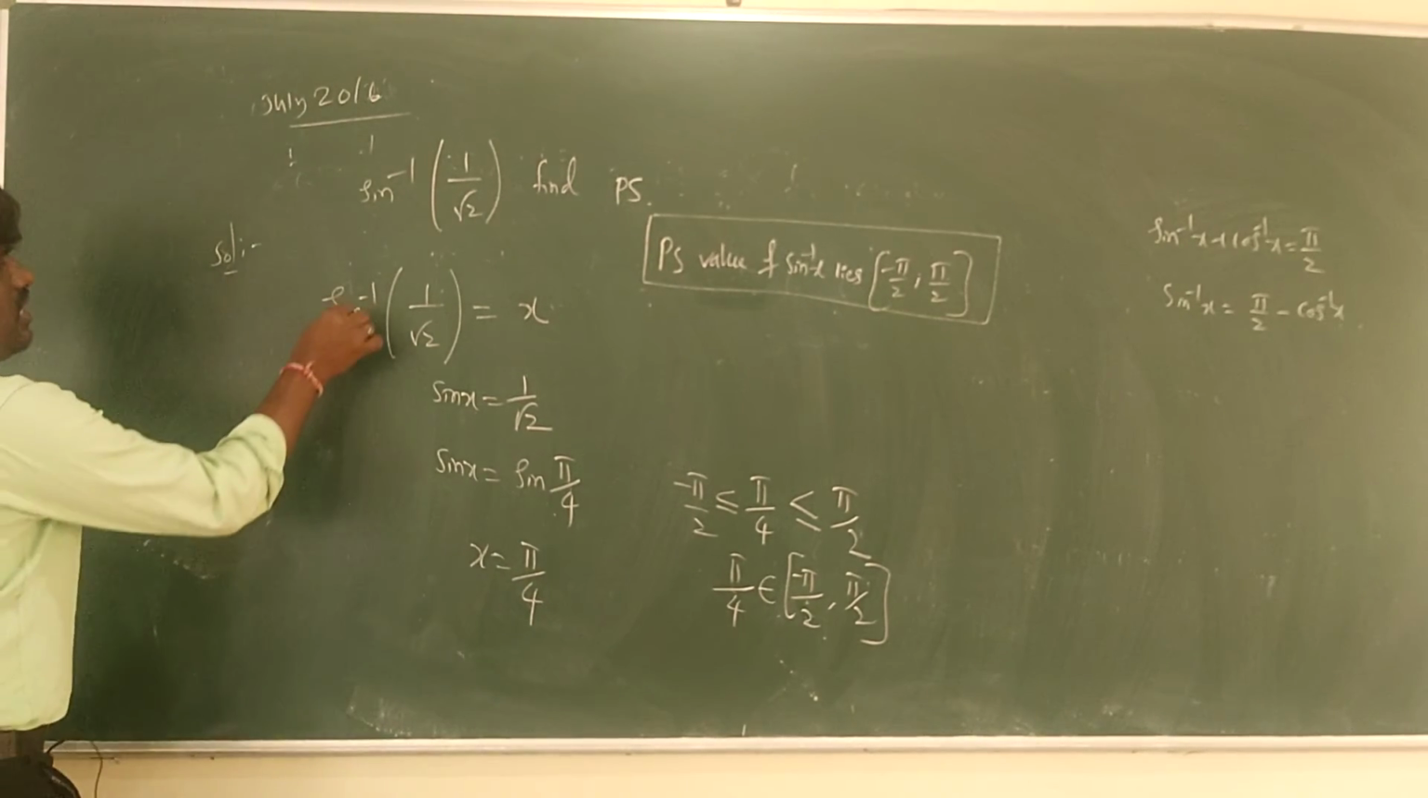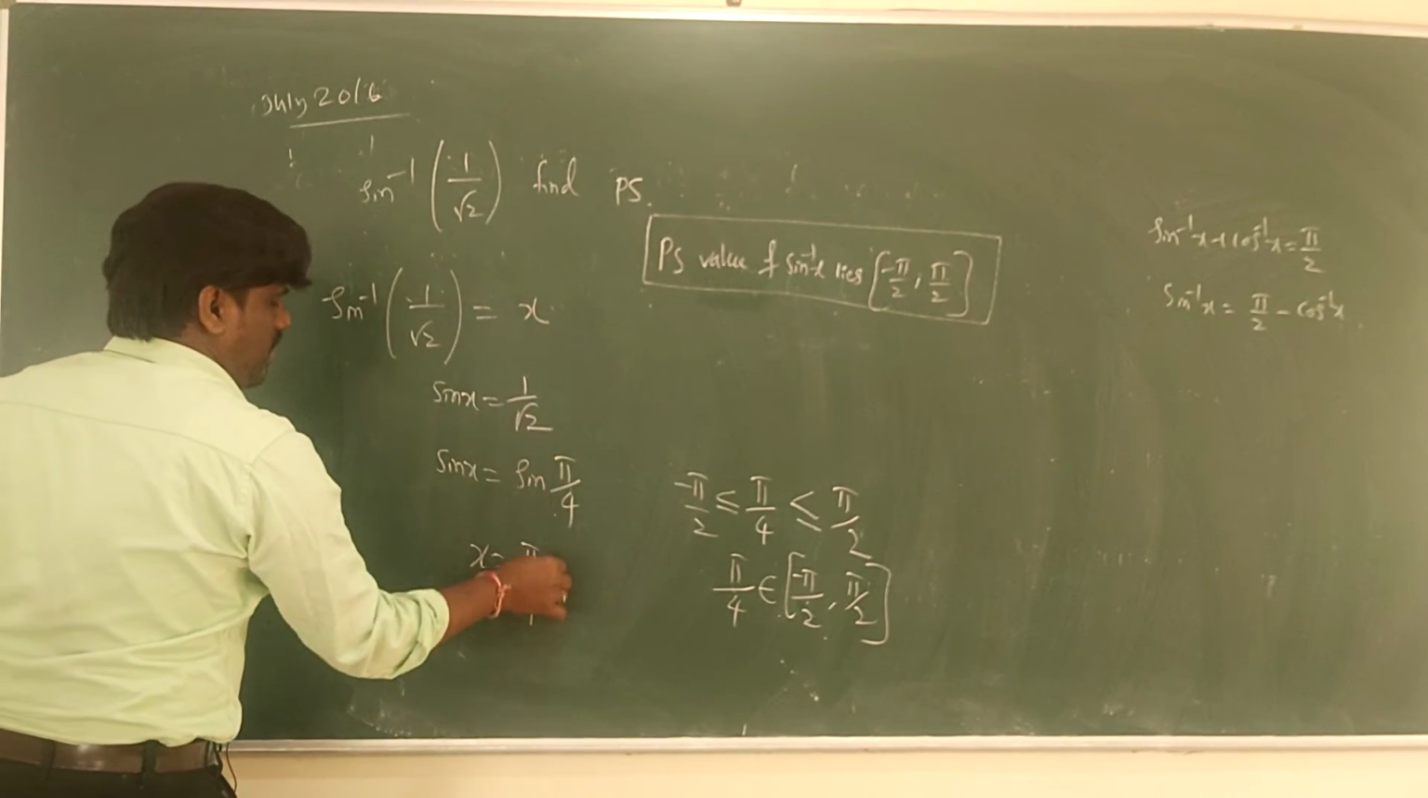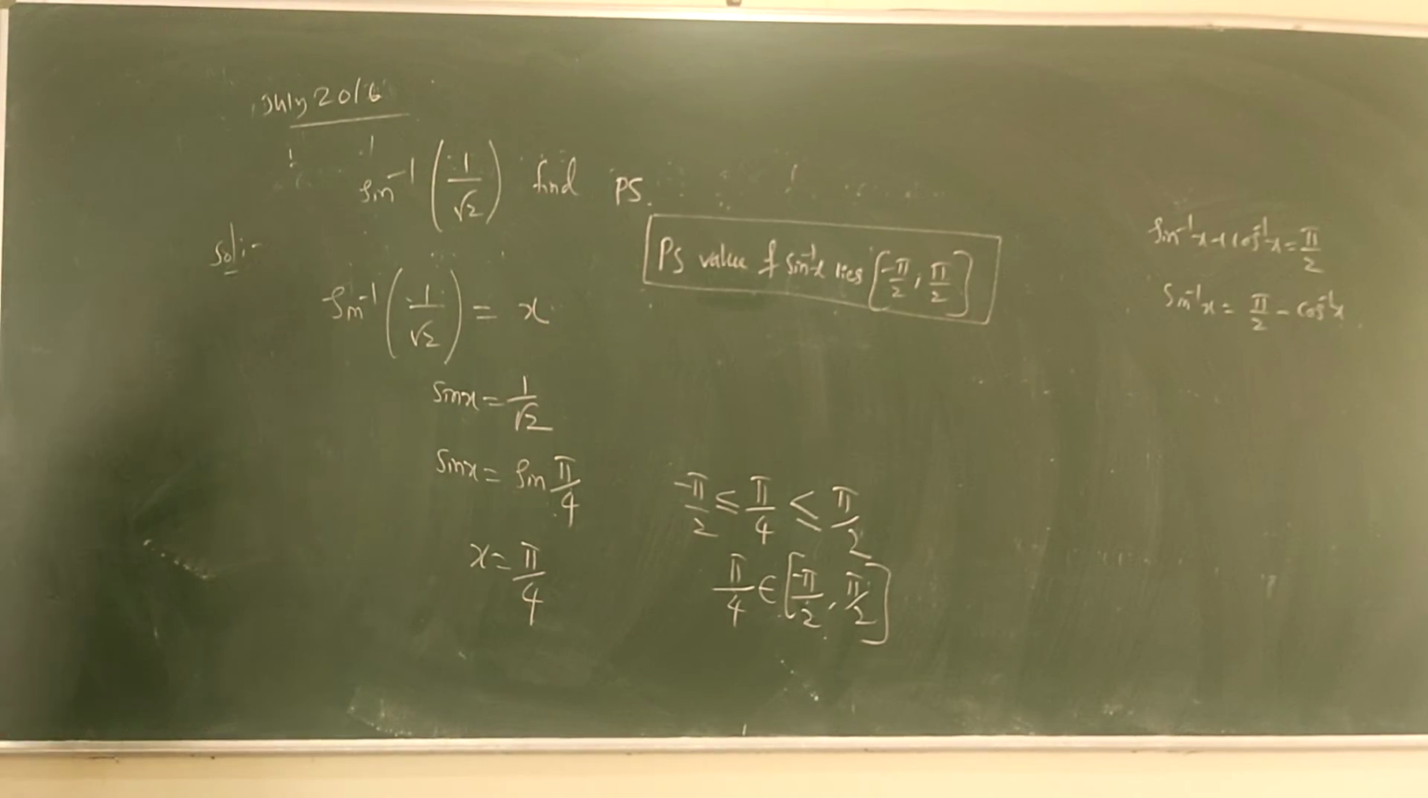X is nothing but sine inverse 1 by root 2. So the principal solution of this is pi by 4. Hence you have to write there the principal value of sine inverse 1 by root 2.